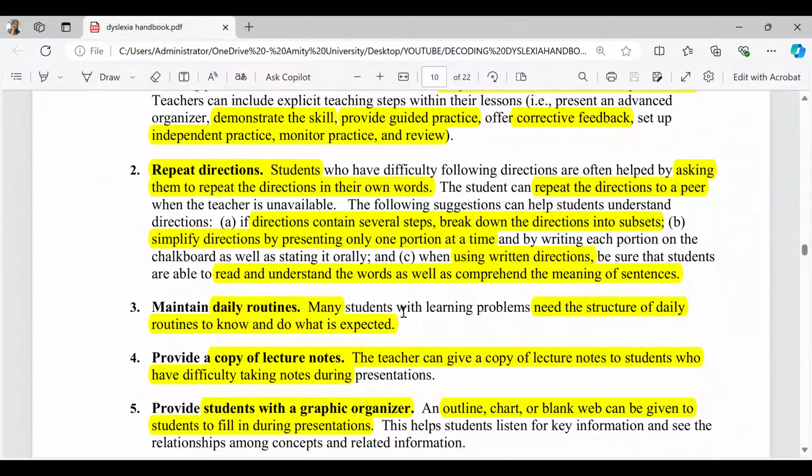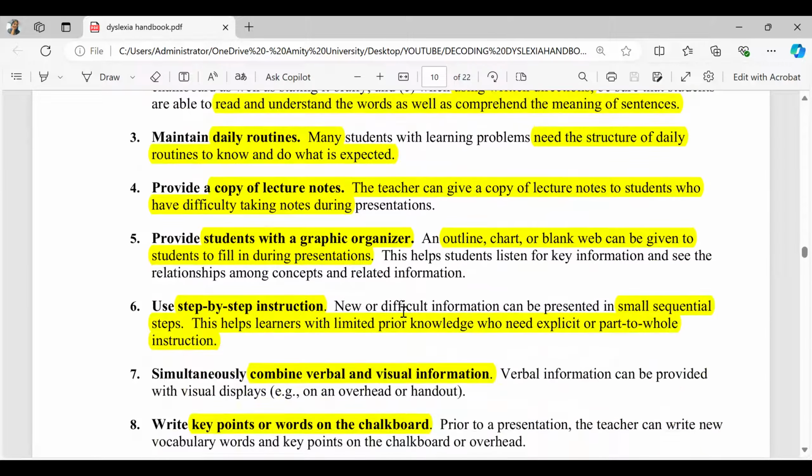Repeating directions on a regular basis. If a direction contains several steps, break down the direction into subsets. Simplify the direction, use written direction, read and understand the words as well as comprehend the meaning of the direction. अगर आप written direction दे रहे हैं, you have to make sure कि बच्चे को वो रिटर्न डायरेक्शन समझ में आ रही है, सेंटेंसेस, मीनिंग ऑफ सेंटेंसेस आर क्लियर.